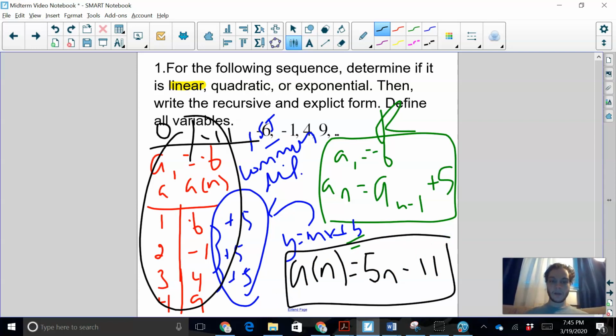Now, a couple quick things on that. First off, we write a of n, not a sub n, because it's a function of n. That 5 in black represents my slope, which I got from the common difference in the table right here. And I got the negative 11 from backtracking from my table.